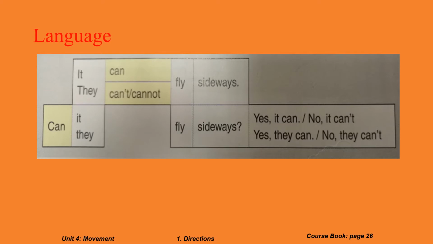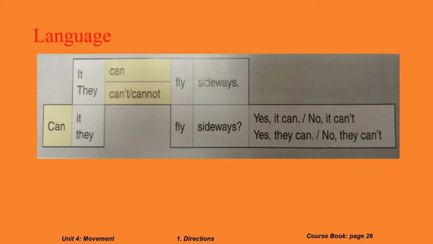Now let's study this language box. In the first part, we have sentences. It, they, can or can't and cannot fly sideways. For example, if we're talking about the helicopter, we can say it can fly sideways. But if we're talking about aeroplanes, we say they can't or cannot fly sideways. Remember that we use it if we're talking about one thing, and we use they if we're talking about more than one thing. So we use it for the singular and they for the plural.